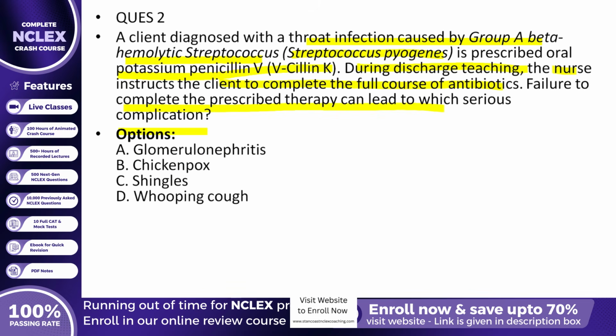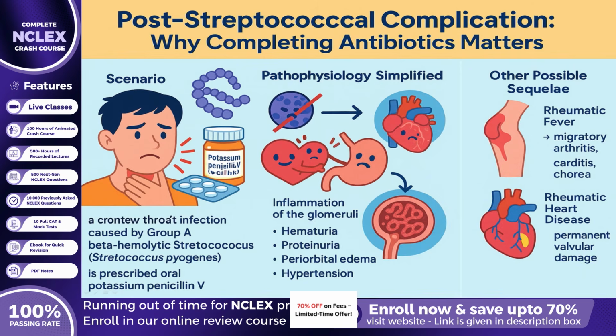Here are the options to consider. Option A suggests glomerulonephritis. Option B mentions chickenpox. Option C refers to shingles. Option D indicates whooping cough. The correct answer is option A, glomerulonephritis. To understand why, let us explore the expanded advanced rationale.